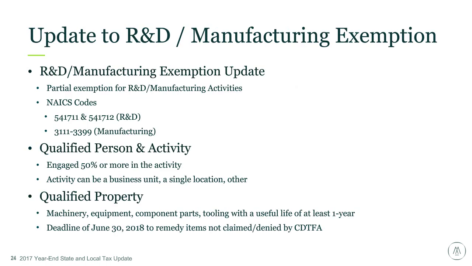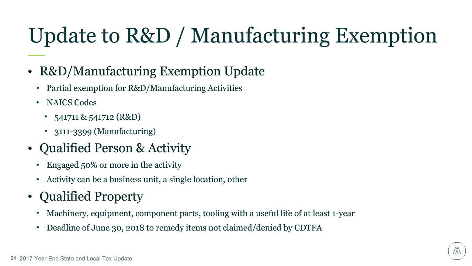Lastly, the updates. Certain updates were made to the R&D and manufacturer partial exemption. One of the big ones on that: the R&D and manufacturing exemption is defined by NAICS codes. So the entity itself does not have to fit into one of those NAICS codes. It's rather the activity that's being done. So you can have someone who may be doing something completely different. But if you have R&D activities, and you can separate those out via division, a location, some type of separate accounting, you can qualify for this partial exemption.